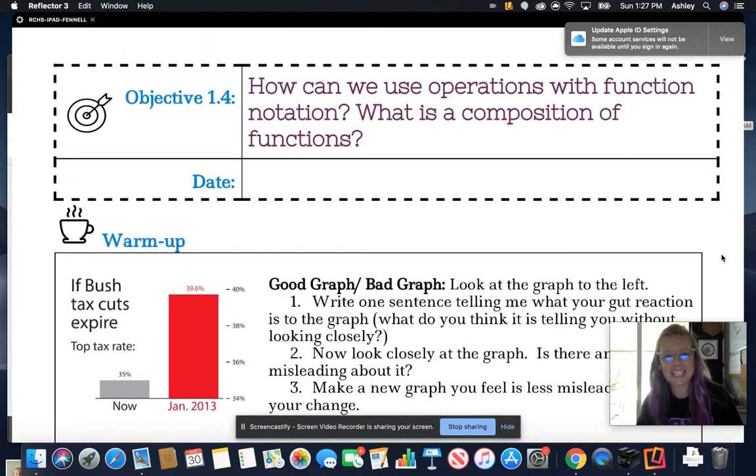Hello, lovely humans. Today we are going to talk about operations with functions. Hopefully you've seen this before, and then composition of functions, which is probably new. And then we're just going to practice this skill.